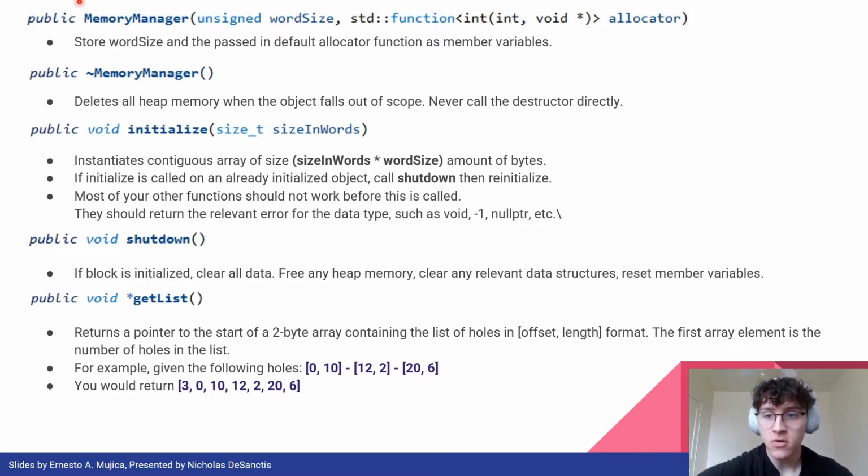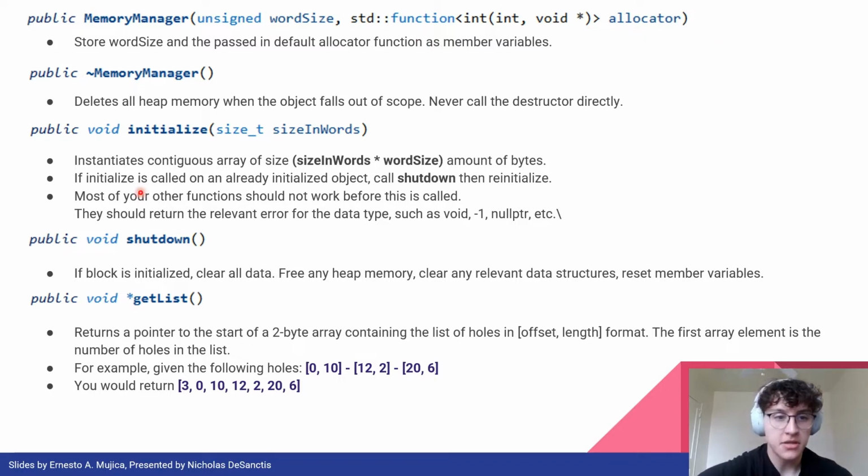All right, next I'm going to go over the declaration signatures for all the required functions. So first off, the constructor. This will take in the word size as an unsigned int, as well as a C++ function object. So this is just going to be a function, basically. And this function returns an integer and takes in an int and a void pointer as arguments. So in practice, you're just going to be passing in the name of one of the allocator functions that I'll be talking about later, and assigning it to the allocator variable that you have in your memory manager class.